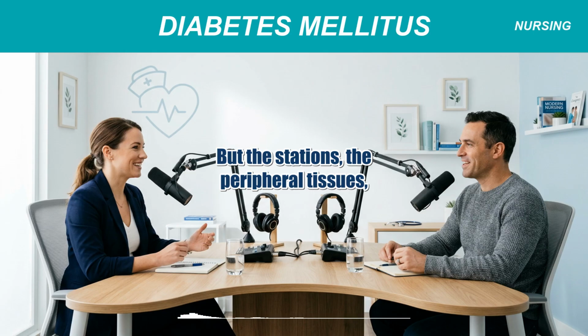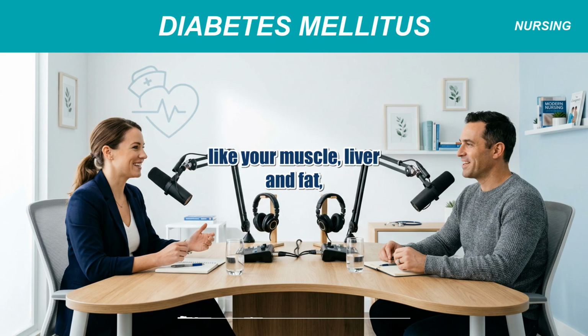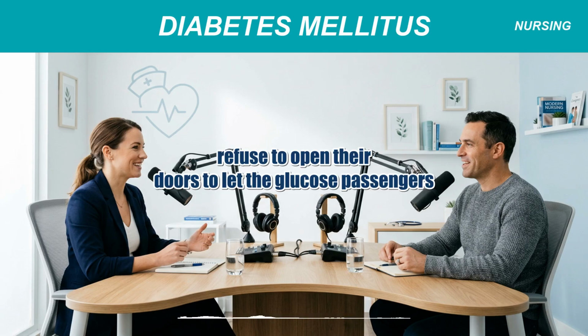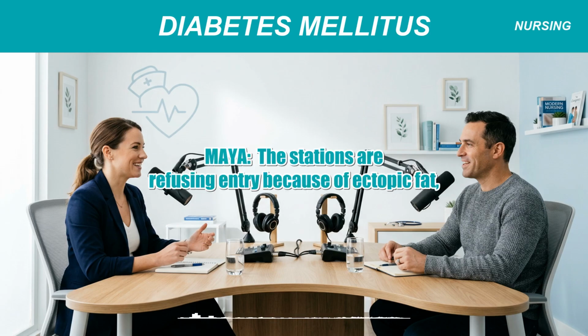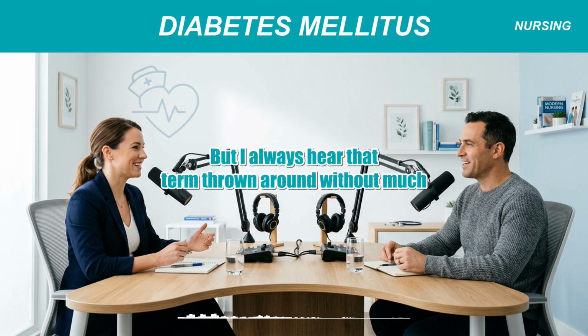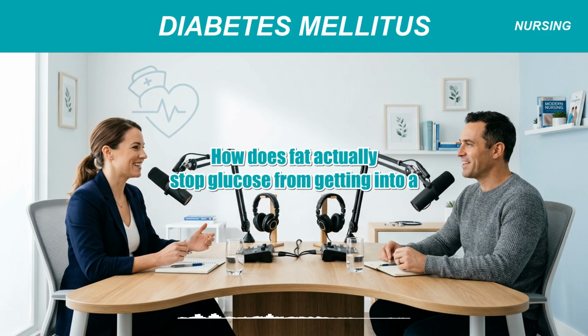But the stations, the peripheral tissues like your muscle, liver, and fat, refuse to open their doors to let the glucose passengers inside. The stations are refusing entry because of ectopic fat, right? Yeah. I always hear that term thrown around without much explanation. How does fat actually stop glucose from getting into a cell?